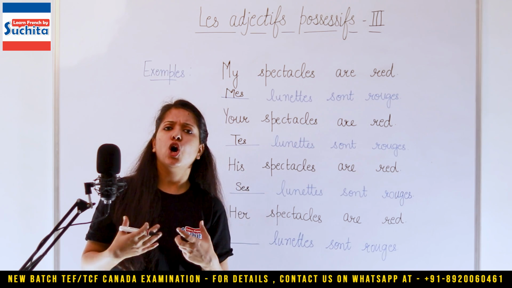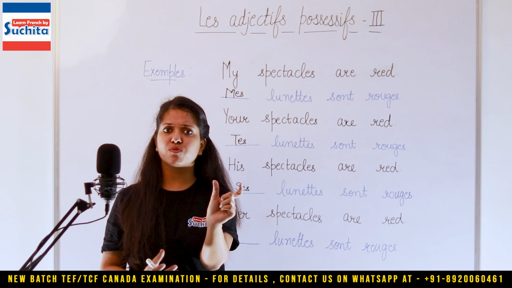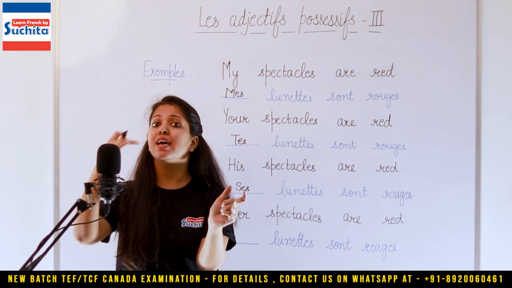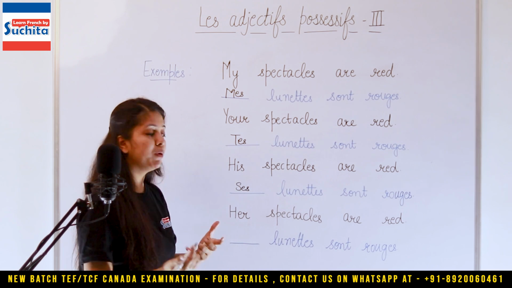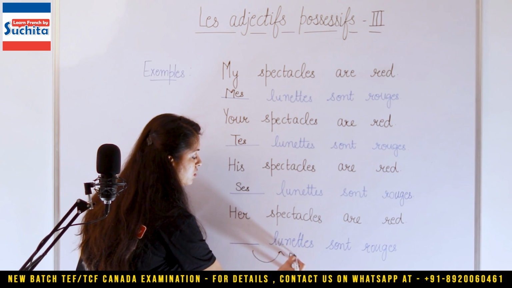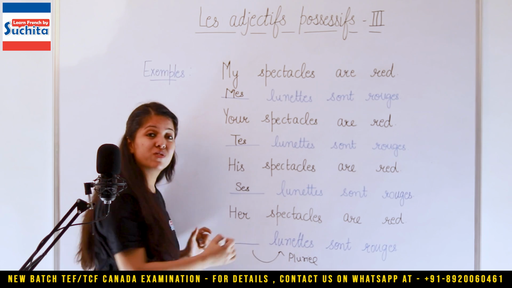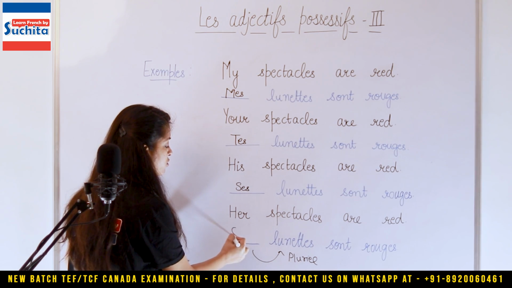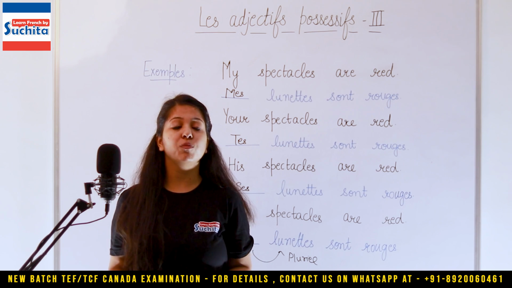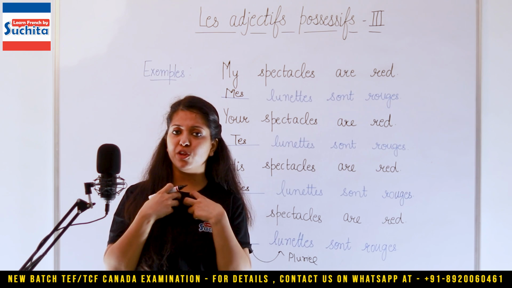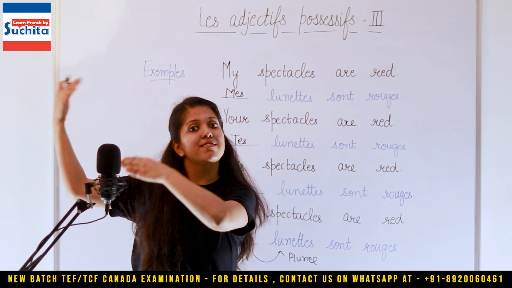Now if you want to say her spectacles are red, so for her as well you have son, sa and ses, depending upon the word which is next to the dash. You have lunettes, that's plural. So you say ses lunettes sont rouges. So if you say ses lunettes, that means his spectacles, but that can also mean her spectacles. So mes lunettes, tes lunettes, ses lunettes.